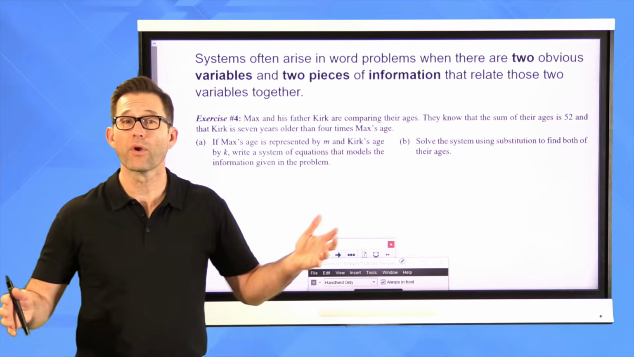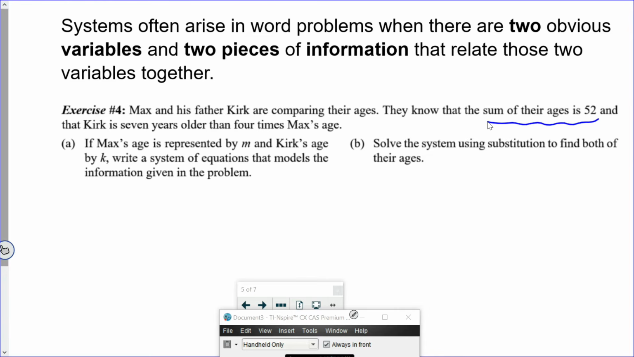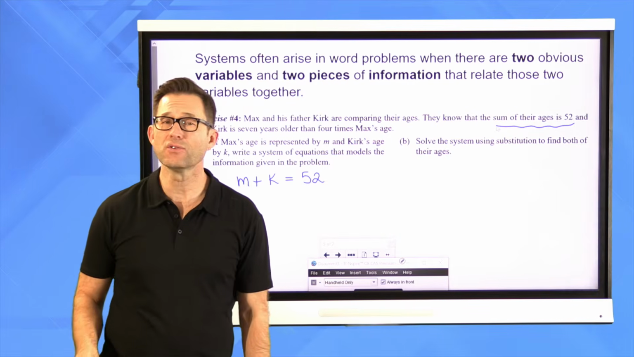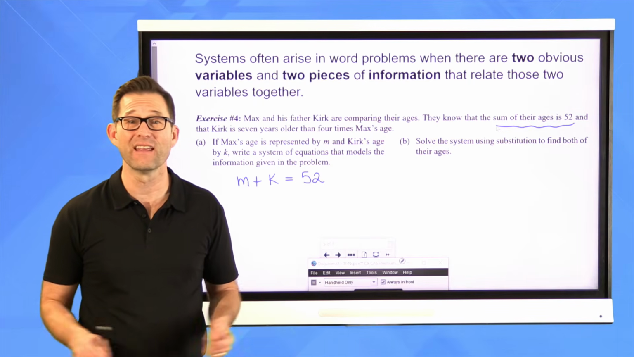Well, okay, what are the two pieces of information? One, we know that the sum of their ages is 52. That's easy, right? M plus K is 52. M is Max's age, K is Kirk's age, their sum is 52, M plus K is 52. It doesn't get any easier than that.